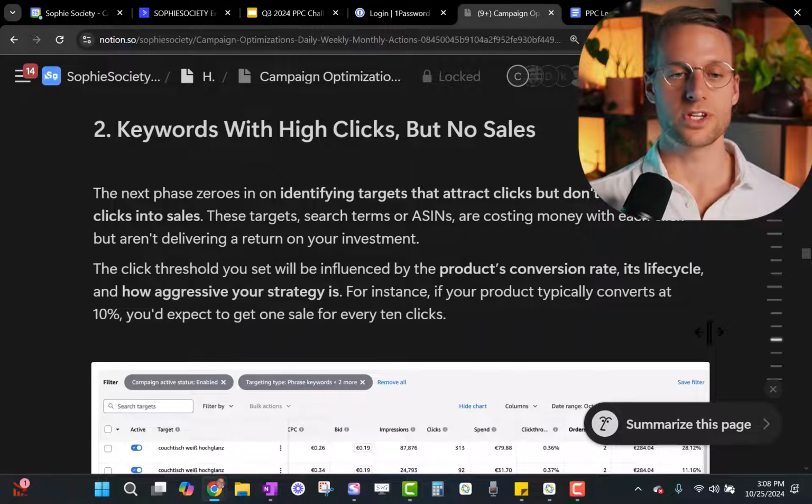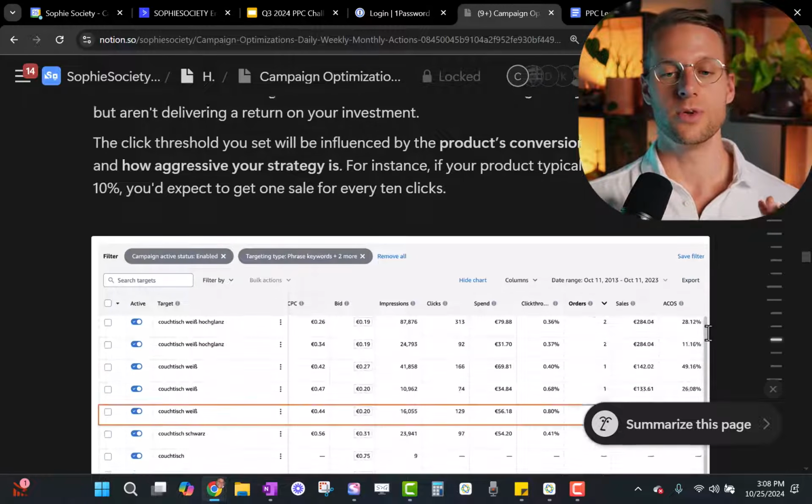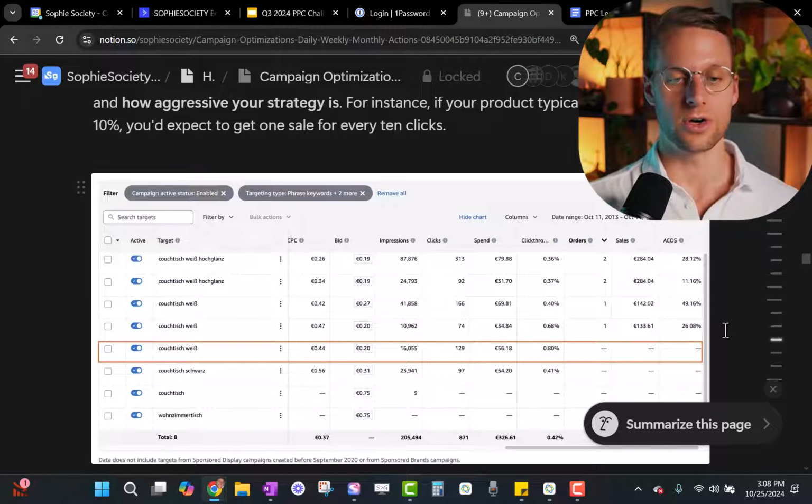Okay, next we have an extreme scenario, keywords with a lot of clicks but no sales whatsoever. So in general, the rule is wait a little longer than you think. Typically, sellers try to negate terms like this way too early. So if, for instance, my conversion rate is 10%, you'd expect that I'd get a sale every 10 clicks if this term was really converting.